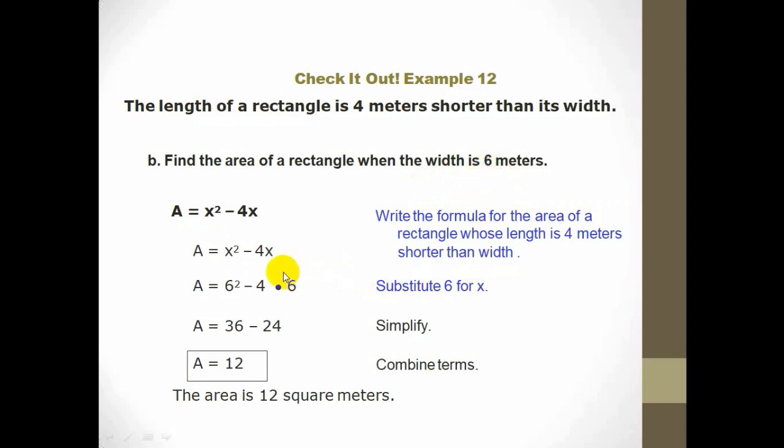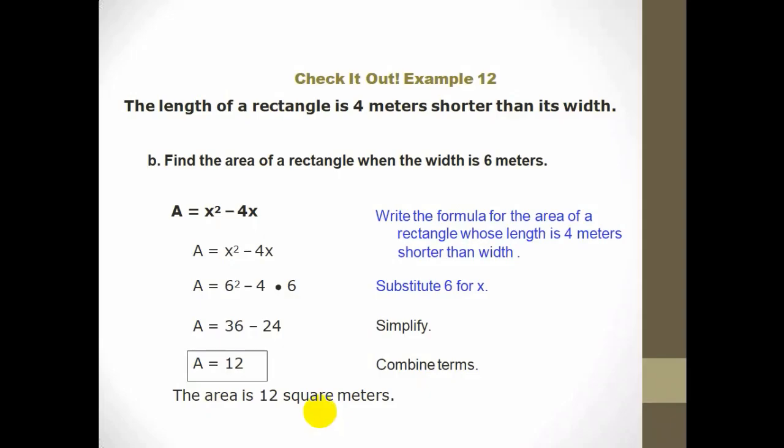Substitute x is equal to 6. So 6 square minus 4 into 6. 6 square means 36. 4 multiplied by 6 is 24. 36 minus 24 is equal to 12. So the area is 12 square meters.